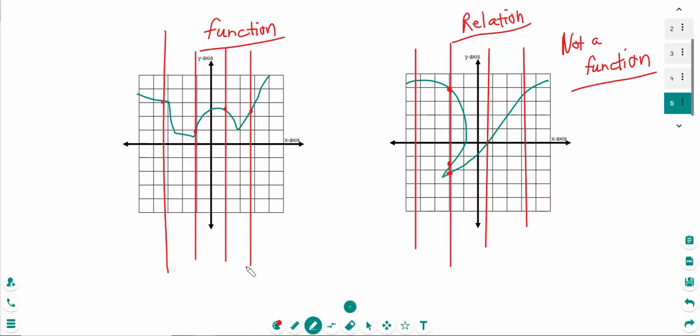So they'll probably give you some graphs and ask you whether or not they represent functions, and just start mentally, even just drawing those straight lines up and down, and see if there's any place that you can cross over the line more than once. If there is, well, then it's not a function, it's just a relation. And if it does cross over only once in every location, then you can say it's not only a relation, it's a function. All right?